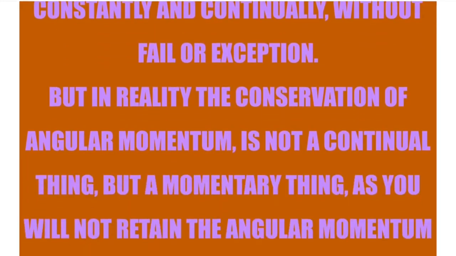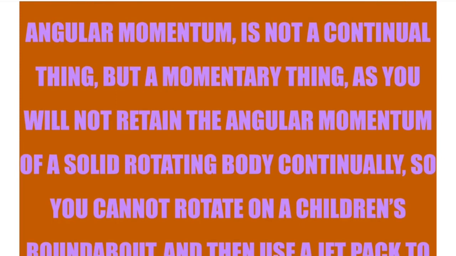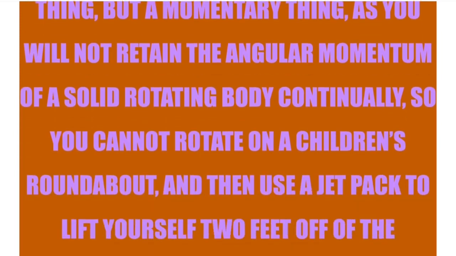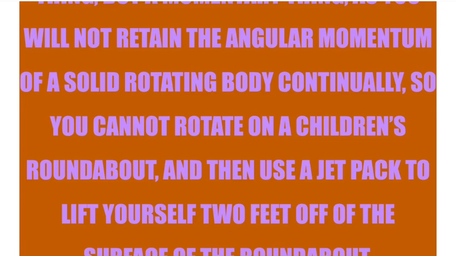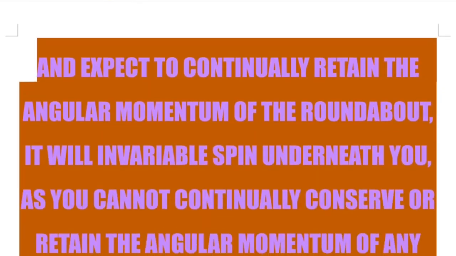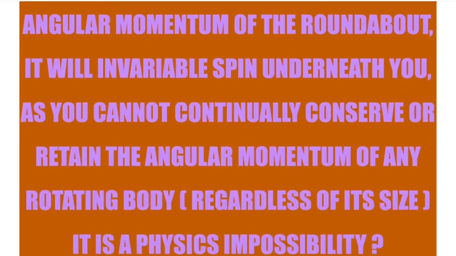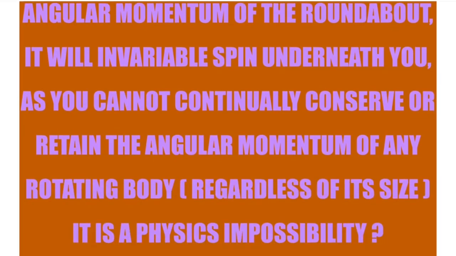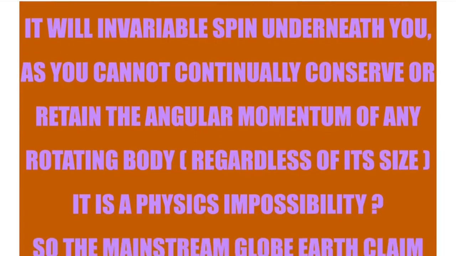But in reality, the conservation of angular momentum is not a continual thing, but a momentary thing, as you will not retain the angular momentum of a solid rotating body continually. So you cannot rotate on a children's roundabout and then use a jetpack to lift yourself 2 foot off of the surface of the roundabout and expect to continually retain the angular momentum of the roundabout. It will invariably spin underneath you, as you cannot continually conserve or retain the angular momentum of any rotating body, regardless of its size. It is a physics impossibility.